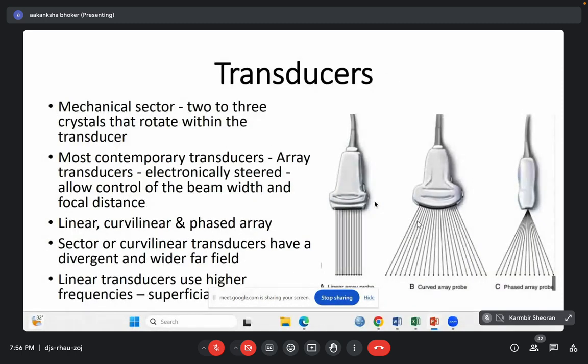So these transducers can be mechanical sectors. They were previously of mechanical sector nature. उसके अंदर क्या होता था, 2-3 crystals होते थे which used to rotate. एक बार एक crystal ने fire किया, then the second crystal will fire a signal, and then the third crystal will fire a signal.